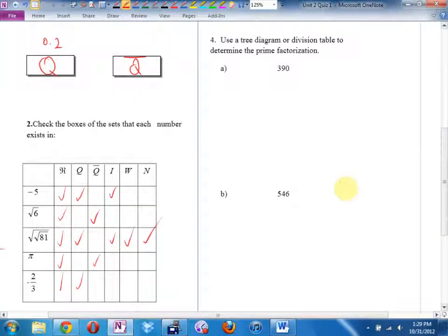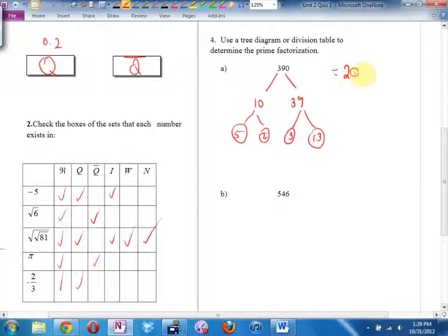Number 4 says, use a tree diagram or a division table to determine the prime factorization. Okay. I went like this. 10, 39. Is 10 prime? Nope. Is 39 prime? Nope. But 10 is 5 times 2, and those are both prime. 39 is 3 times 13. So the prime factorization is 2 times 3 times 5 times 13. That's the answer I'm looking for.